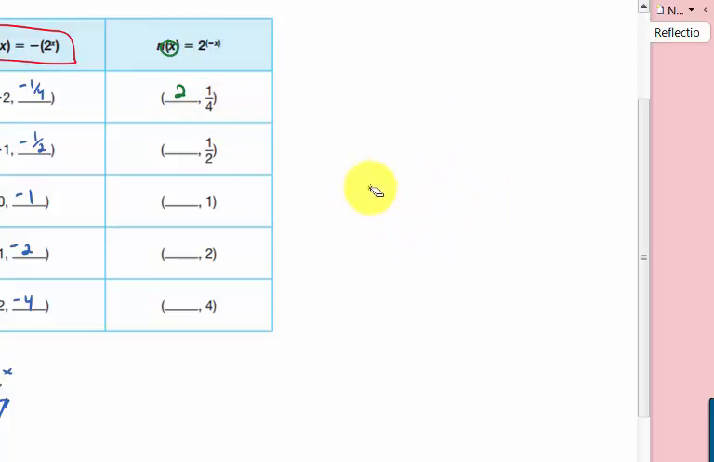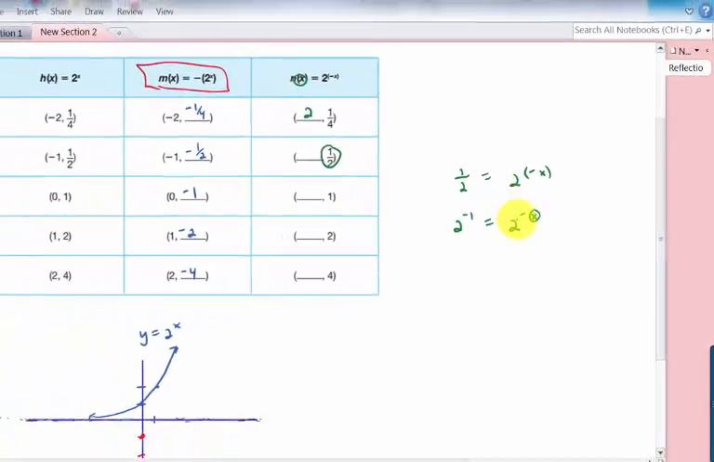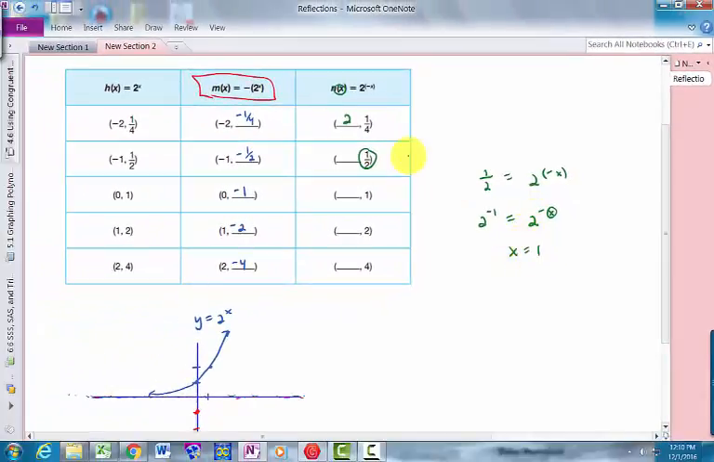Okay, now we try the next one. Now I go to 1/2. So I plug in 1/2 this time on the left side of the equation, 2 to the negative x on the right. I know that 1/2 is 2 to the negative 1 power. And this is just 2 to the negative x. And then doing the same thing, we can easily see that x is going to be 1. Okay, so we got a 1 here.